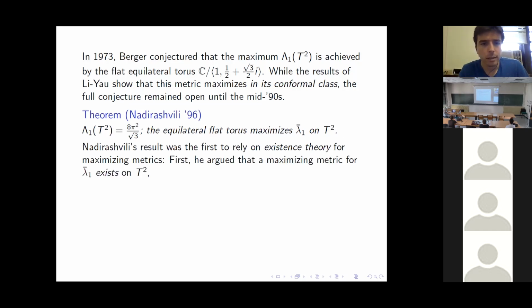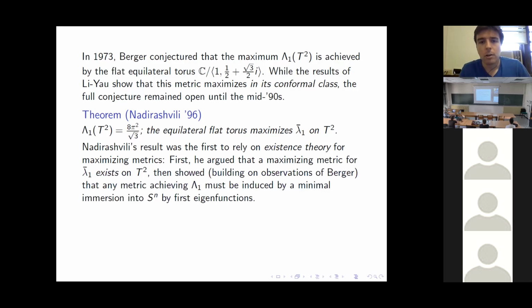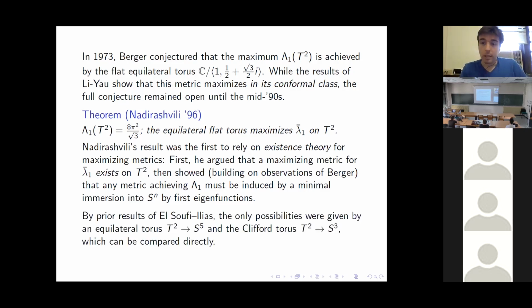So what was the idea? So first, Nadirashvili gave this analytic argument to argue that the maximizing metric does in fact exist. Okay, and then he showed, and this was sort of observed in some forms by Berger back in the 70s even, that any such maximizing metric has to be induced by a minimal immersion into Sn by first eigenfunctions. Okay, so now we reduce this to a problem of studying minimal immersions of tori into spheres by first eigenfunctions. And this was actually solved earlier, this classification of these objects by El Soufi and Ilias.